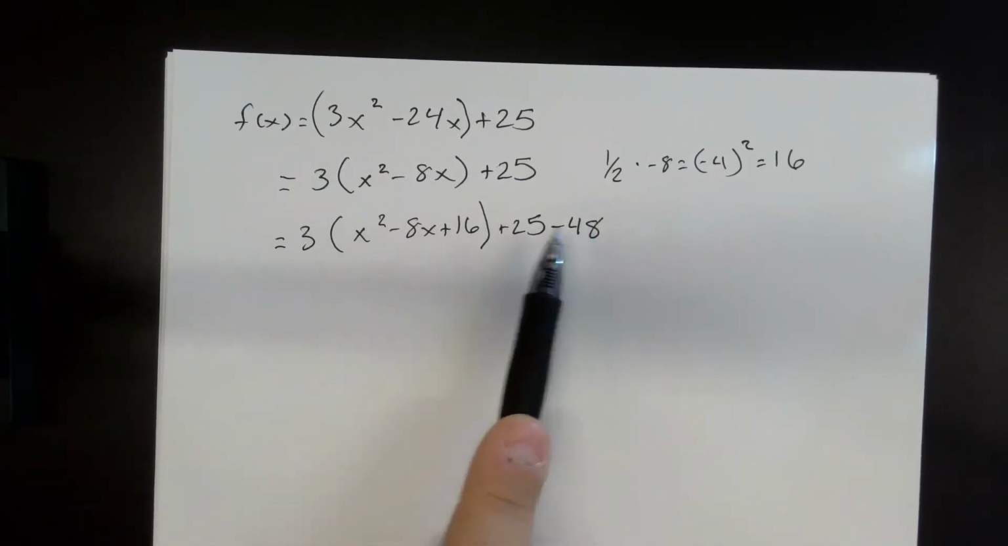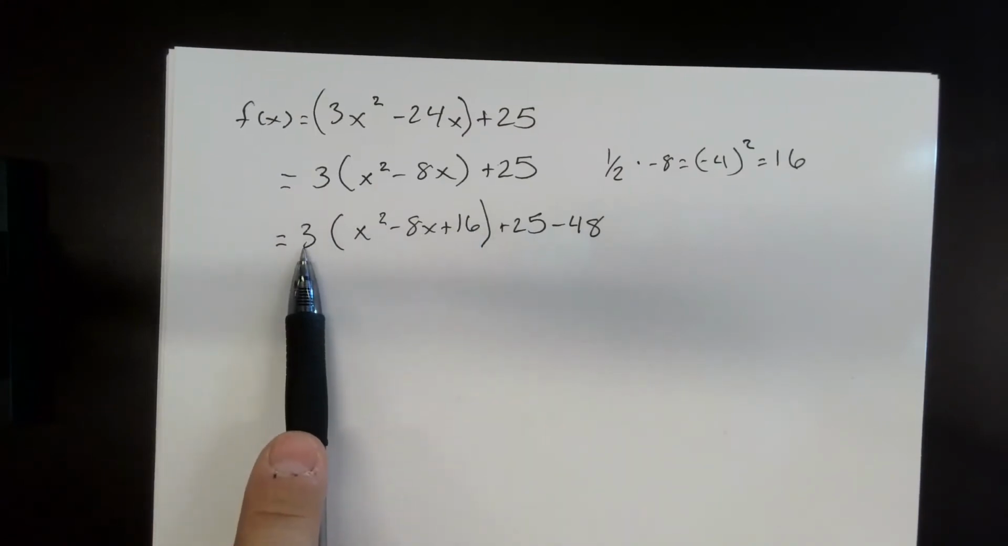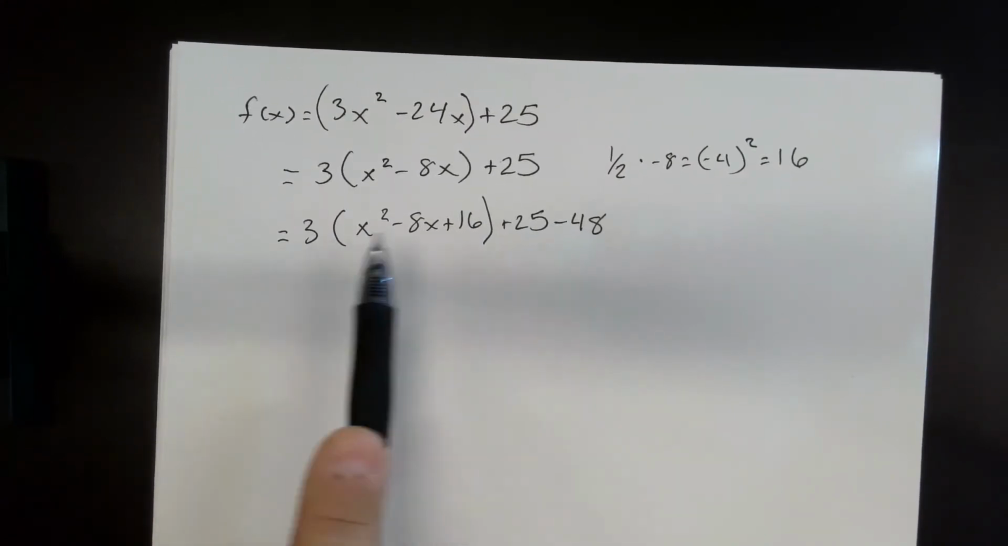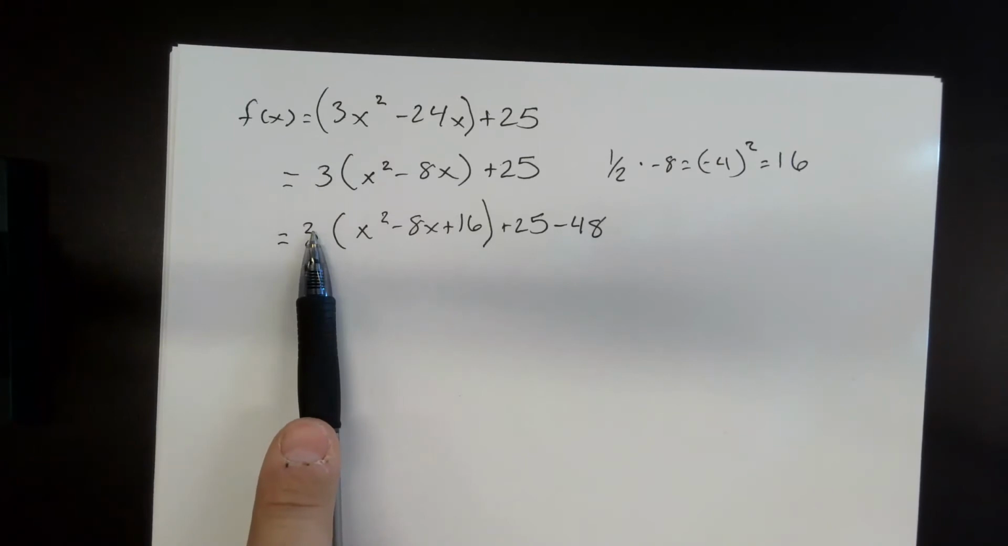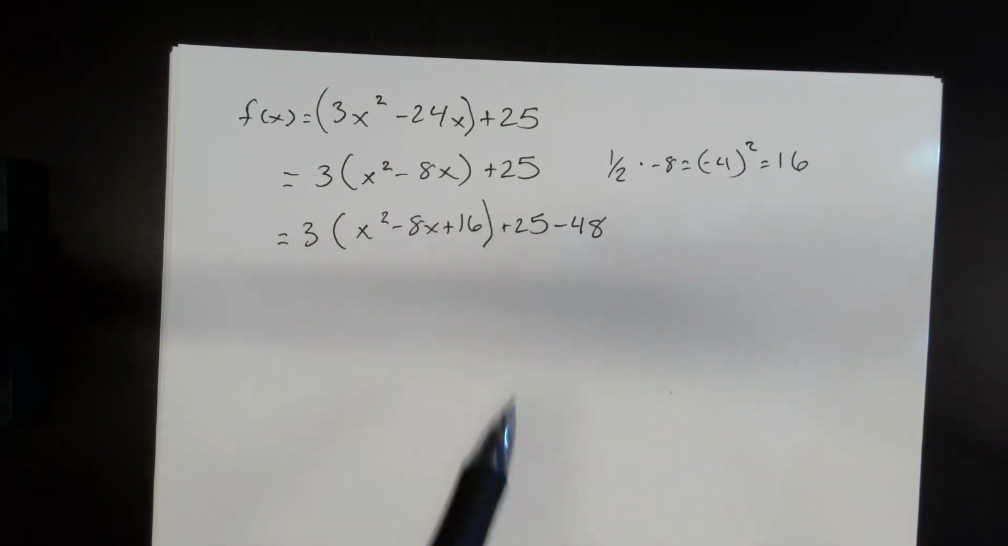How did you get 48? 16 times 3 is 48. Okay, so you got to multiply the number by a, and then put it on the end. So why does that stop it from going to the other side? Well, that is on the other side.